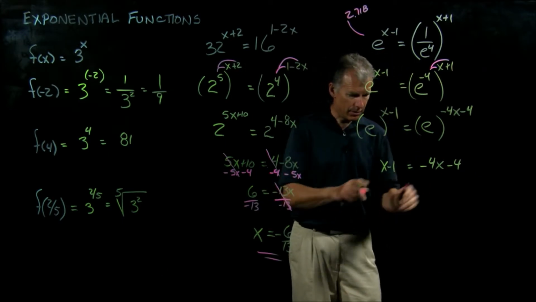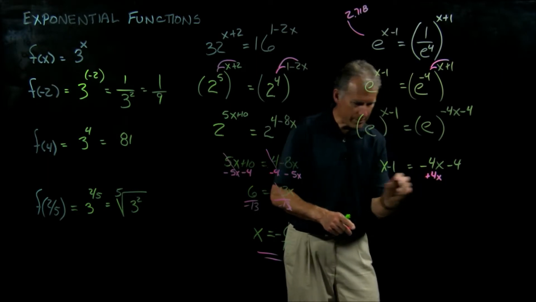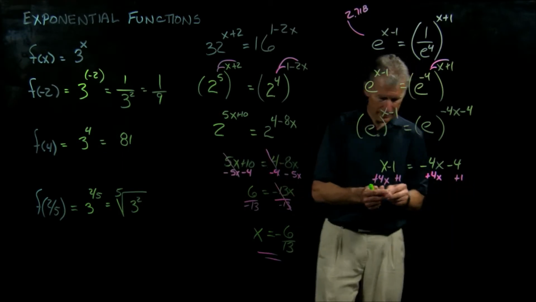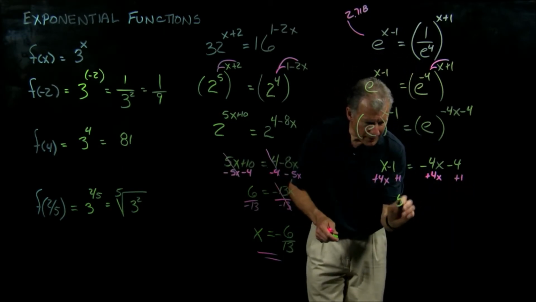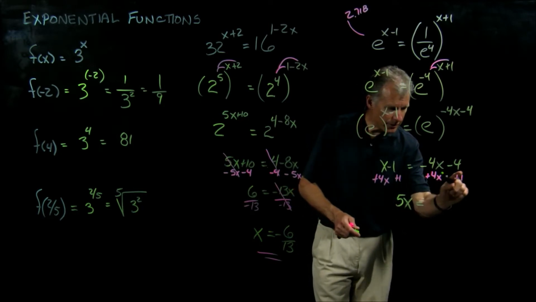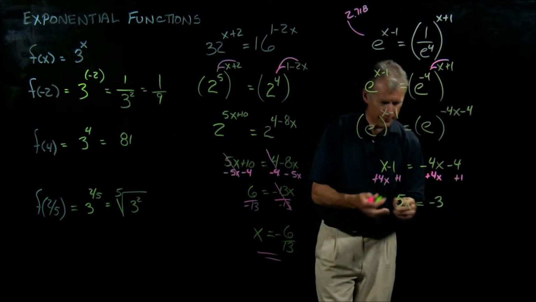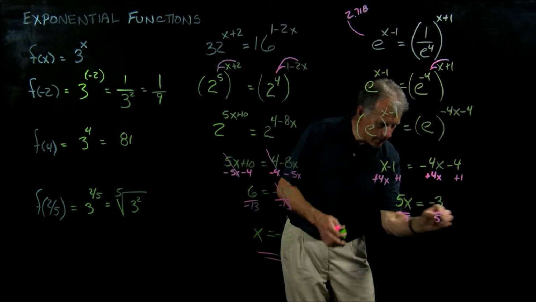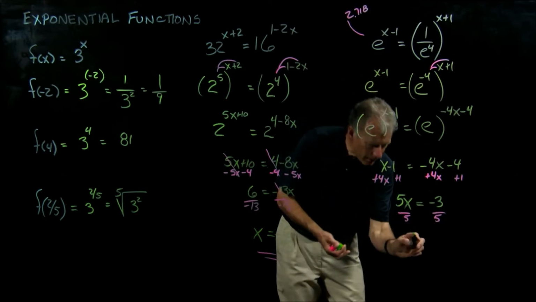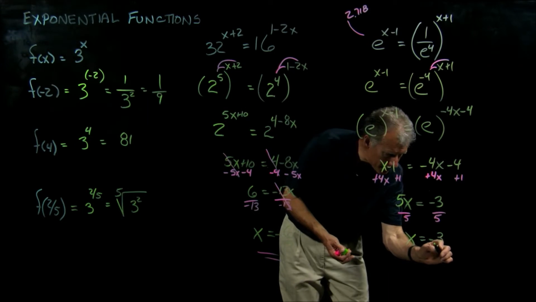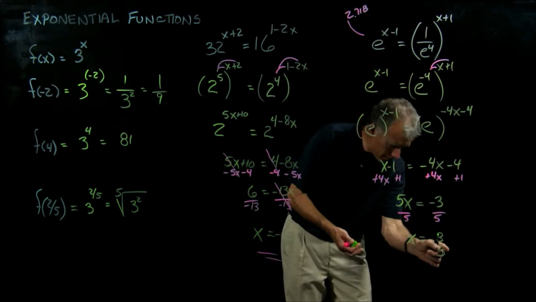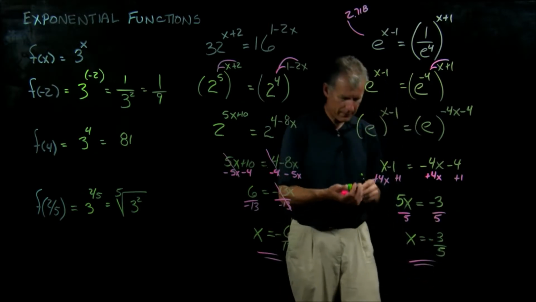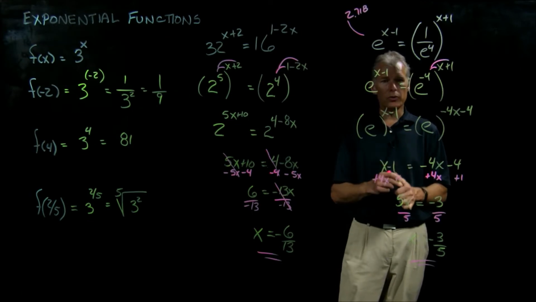And combining like terms, let's add 4x to both sides. And let's add a 1 there and add a 1 there. So now we have 5x here, and it looks like we're going to have negative 3 here. So one more step. Divide by the 5. Divide by the 5. And we have that x is equal to negative 3/5. So there we go. So let me erase this and we'll do a couple more examples.